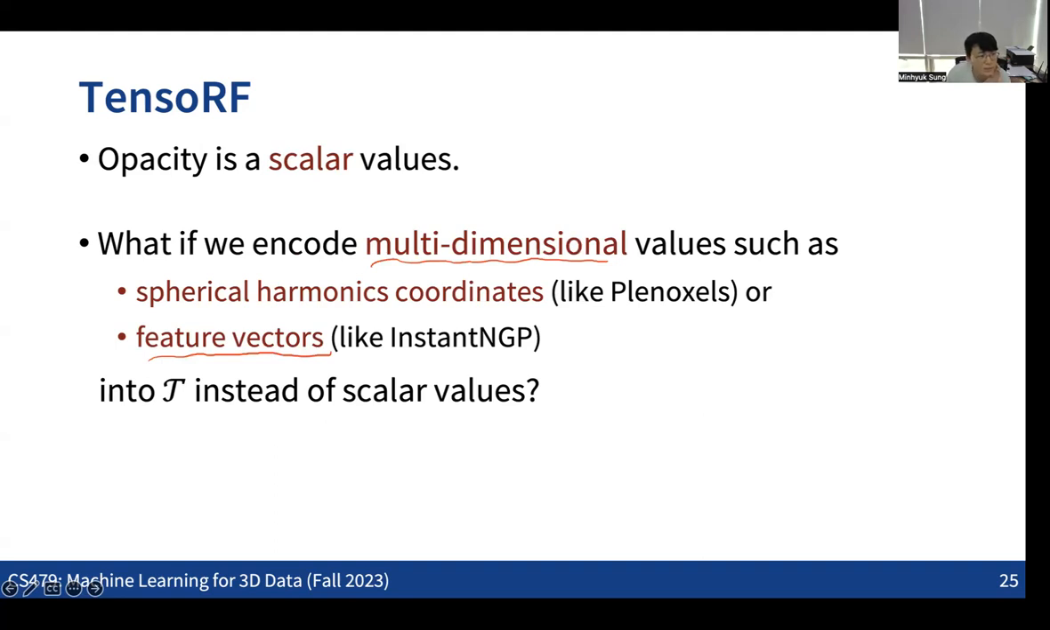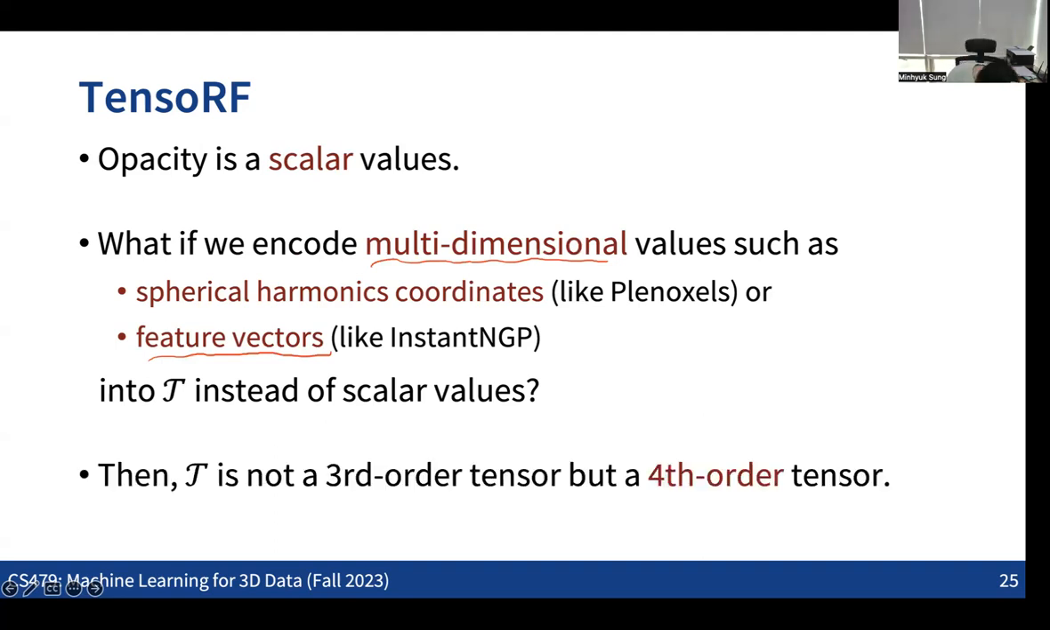Then what will be the problem with this? The problem is that we are actually encoding not a third order tensor, but we're actually having one more dimension, right? While we have a three-dimensional grid, for each of the corner points we have one more dimension, which is the dimension for the feature vectors or the spherical harmonic coefficients, right? Then we need to somehow represent not the third order tensor, but actually the fourth order tensor, right?